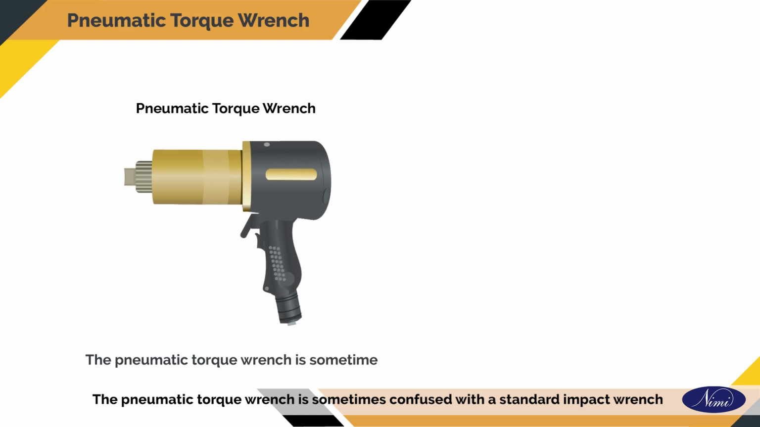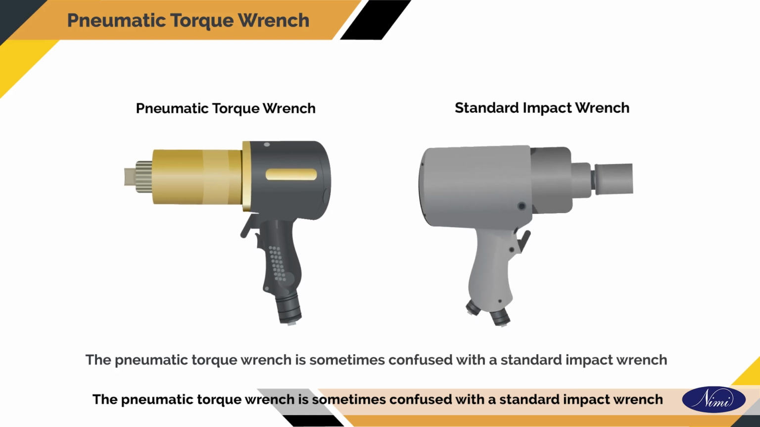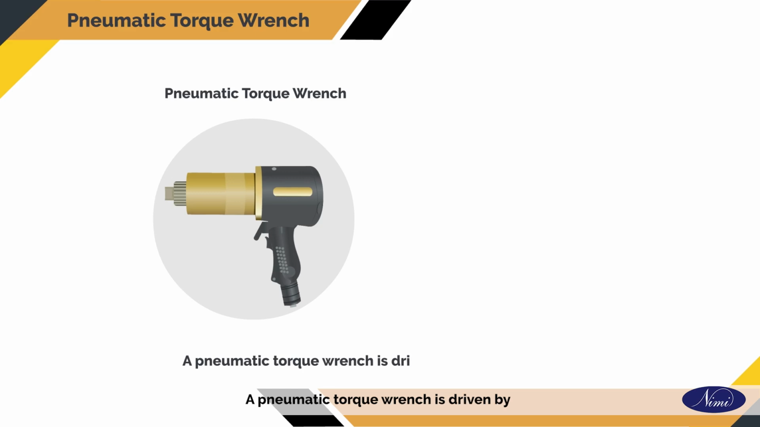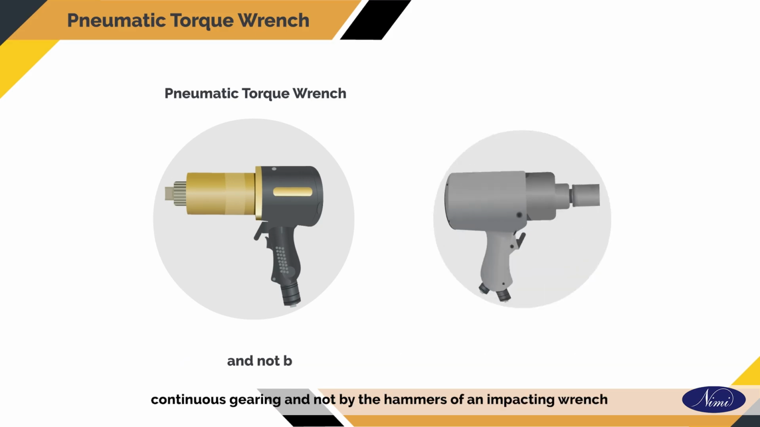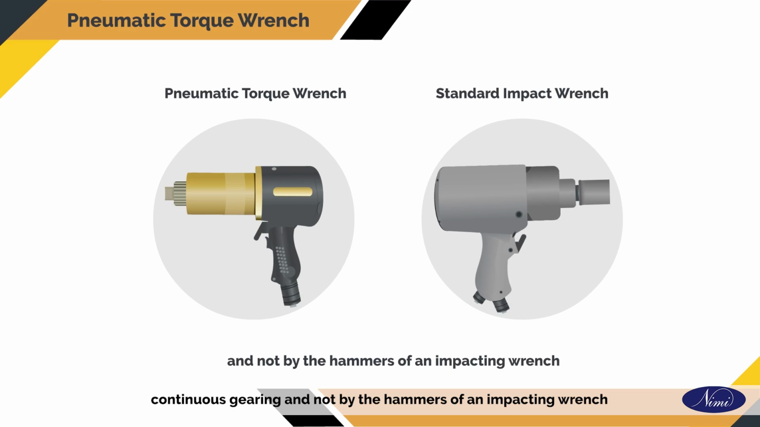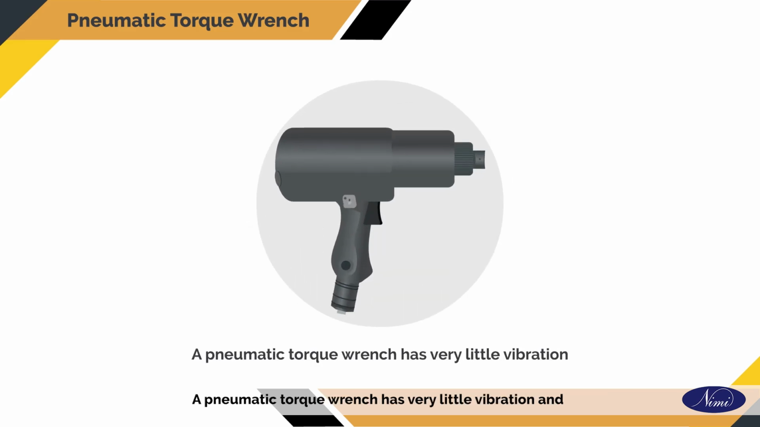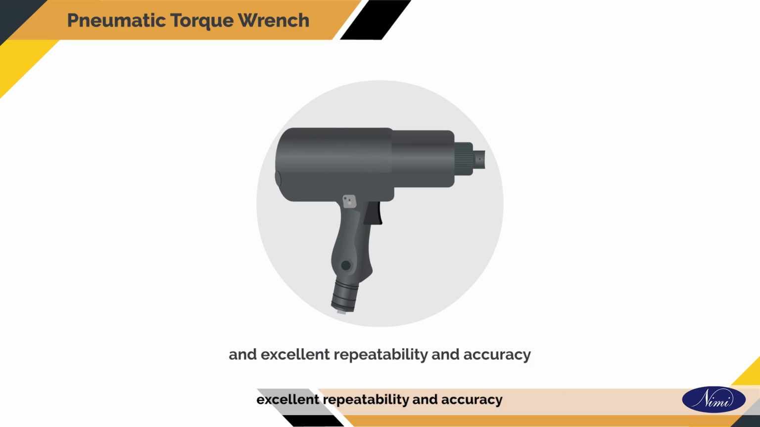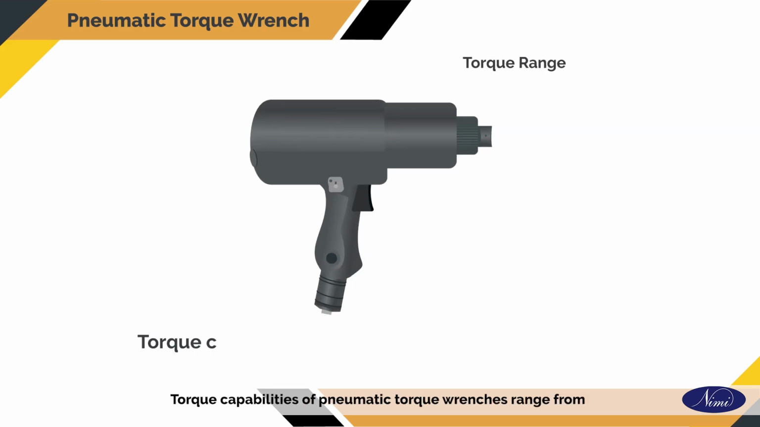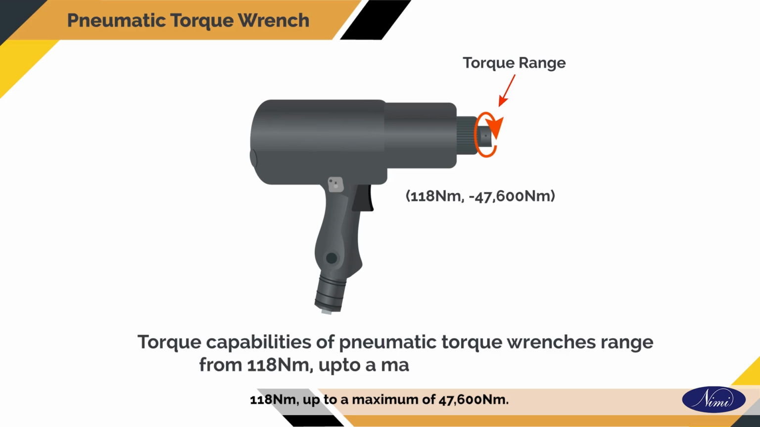The pneumatic torque wrench is sometimes confused with a standard impact wrench due to their similar appearance. A pneumatic torque wrench is driven by continuous gearing and not by the hammers of an impacting wrench. It has very little vibration and excellent repeatability and accuracy. Torque capabilities range from 118 Nm up to a maximum of 47,600 Nm.